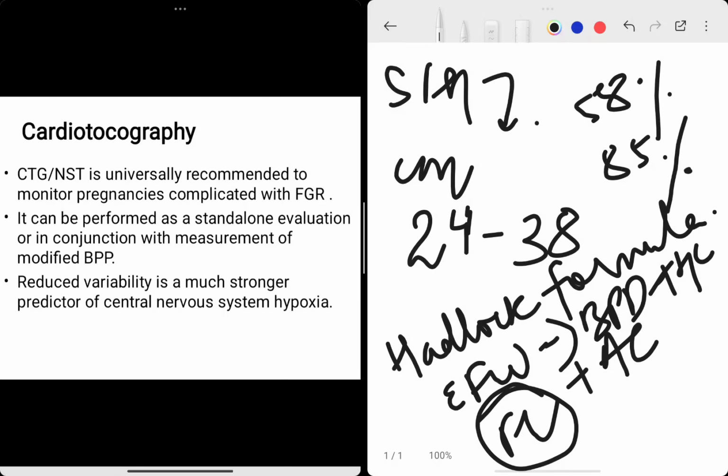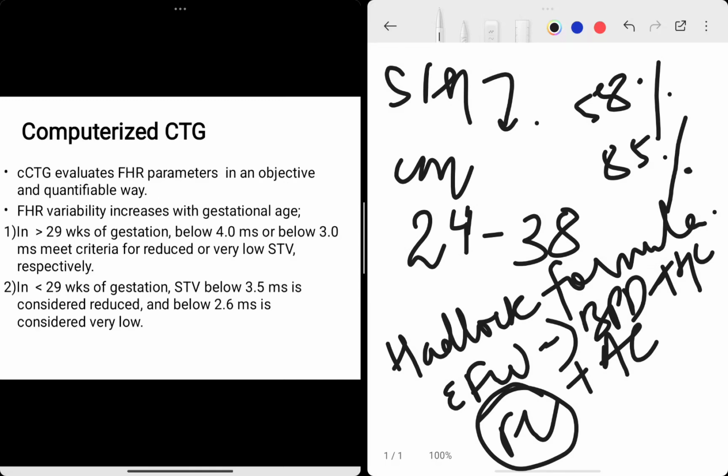Now there is another test which we can do. This is cardiotocography, also known as non-stress testing, which is a universally recommended tool to monitor the pregnancy complicated with FGR, and the reduced variability is a very strong predictor of central nervous system hypoxia. Now CTG, we can do this at more than 29 weeks, below 4 millisecond and or below 3 milliseconds.